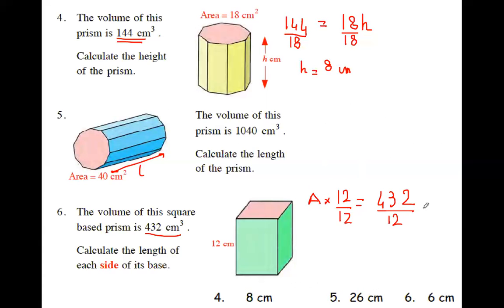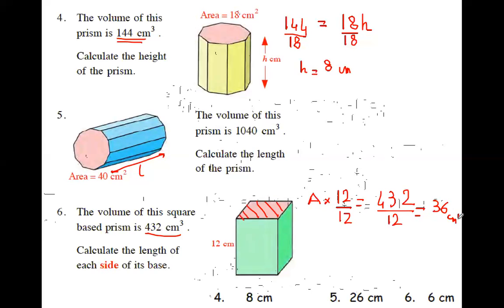So 432 divided by 12 is 36. Yep, that's the area of the base, so you would divide that. So that's this area here, 36. But that's not the question they've asked me. So 36 centimeters squared.